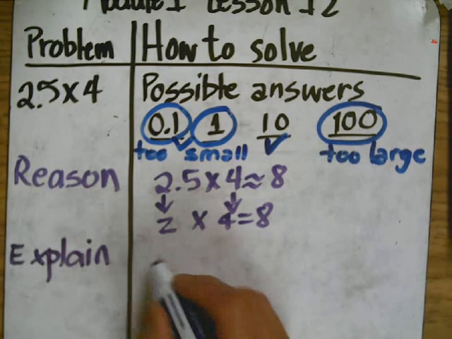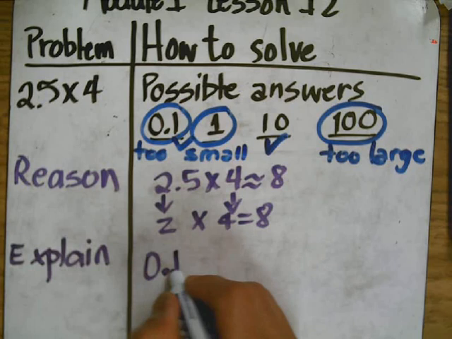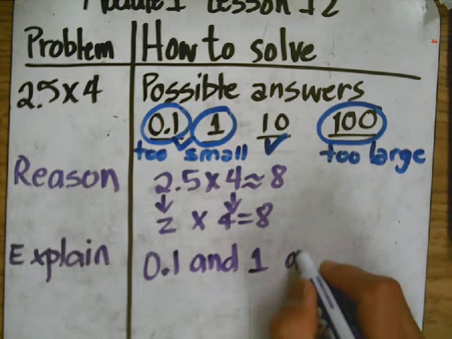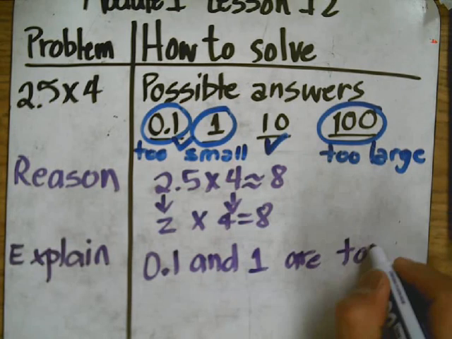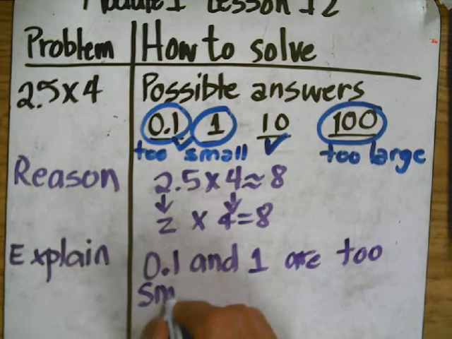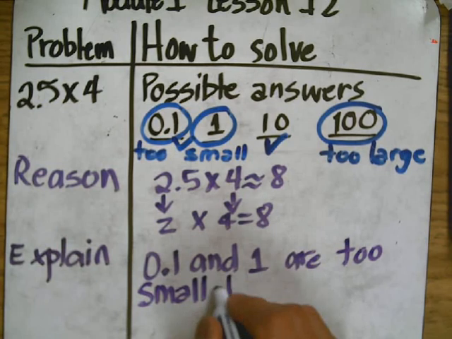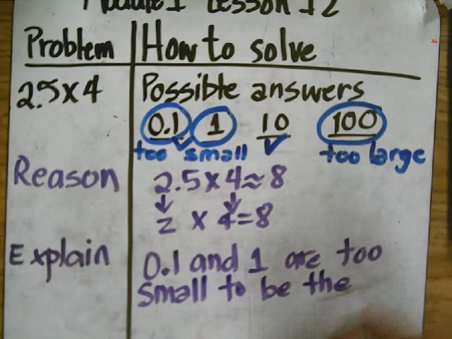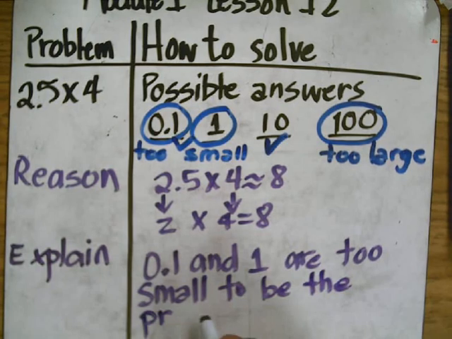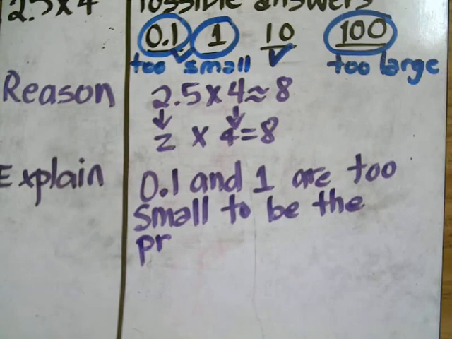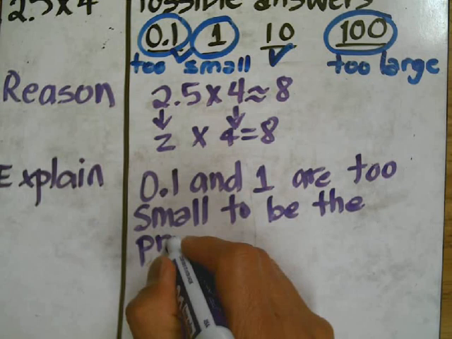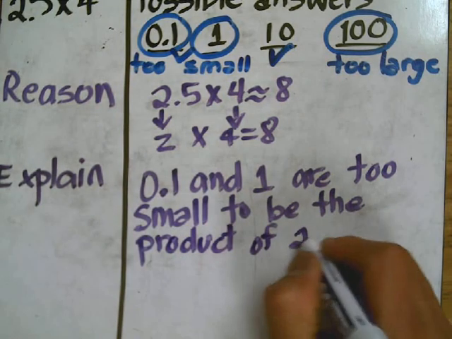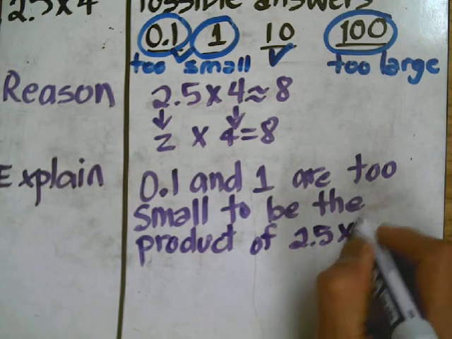You say 1/10 and 1 are too small to be the product. Let me move my camera, my friends. To be the product of 2 5/10 times 4, period.